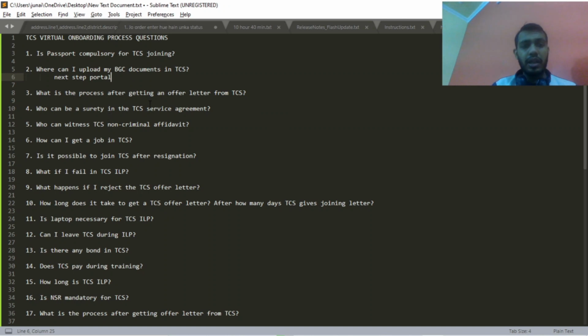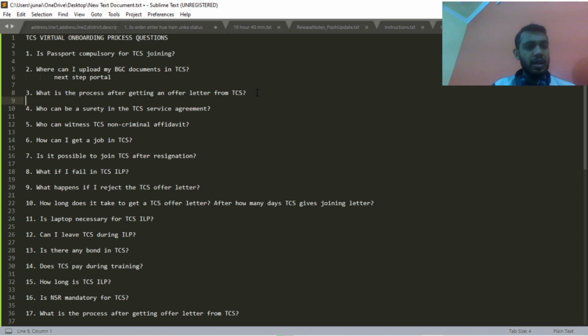What is the process after getting an offer letter from TCS? The first step is you should apply for the passport. Then you should download your offer letter or accept it from the Next Step portal. The next question is about NSR. You can apply for NSR, but it is beneficial to apply when you get the joining letter, because you will get your NSR within 2 to 3 days.